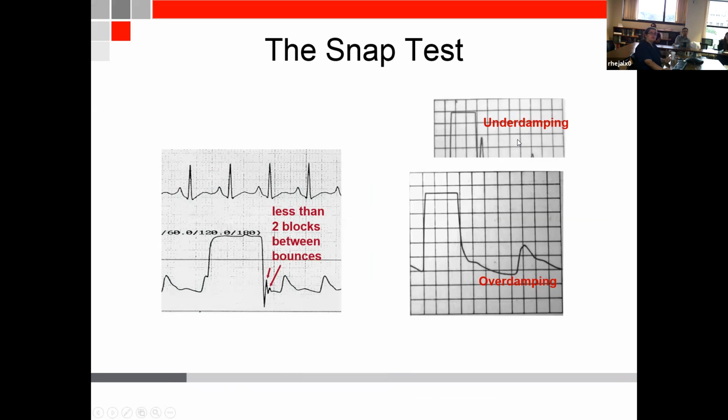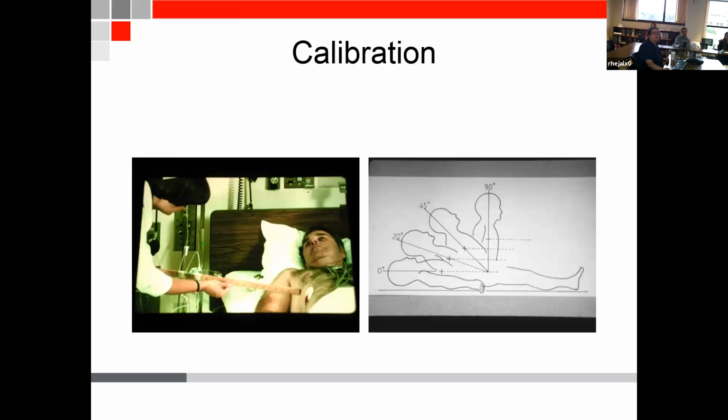When you have this, this is appropriate. When you have this, this is overdamped, as it's coming this way. And when it's underdamped, it gives you several of them. Here you have to put the dampening device. Here you have to look for your blood clot or air bubble and then clean it up.